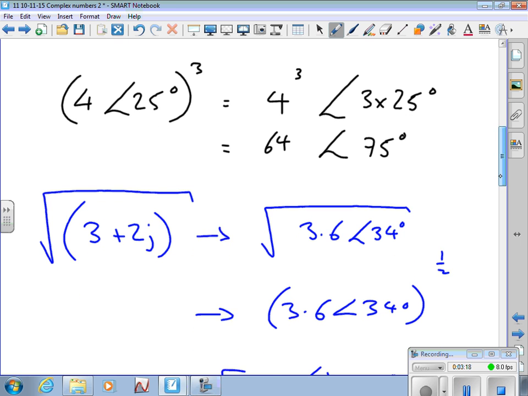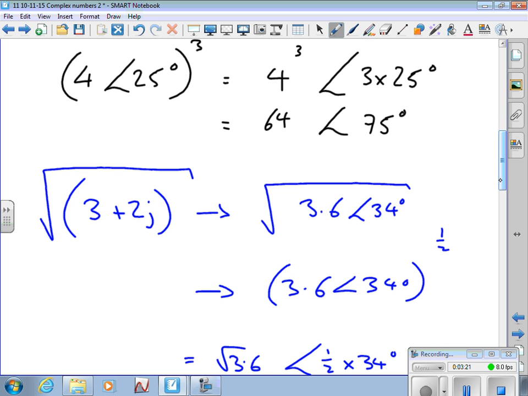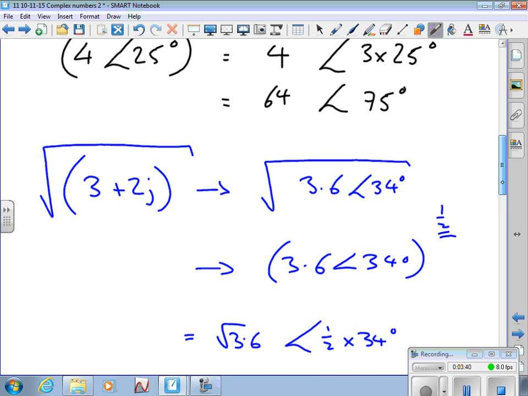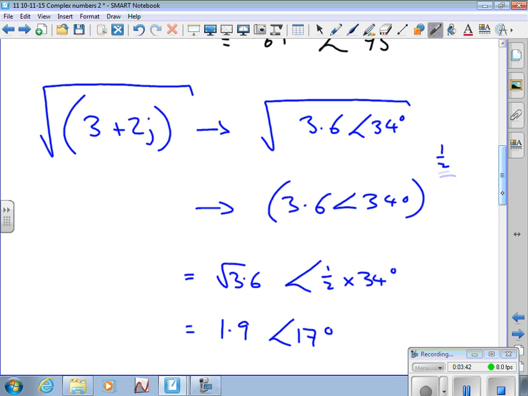If it's in rectangular form, square root of 3 plus 2j, the first thing I need to do is change it to polar form using the calculator, and then apply De Moivre's, remembering that the square root is to the power of half. So there's an example of applying De Moivre's theorem to square root a complex number.